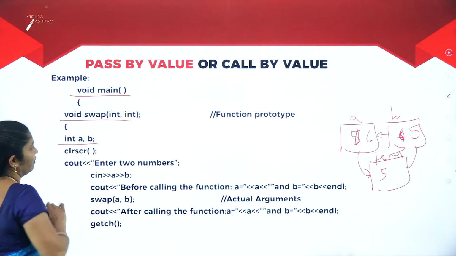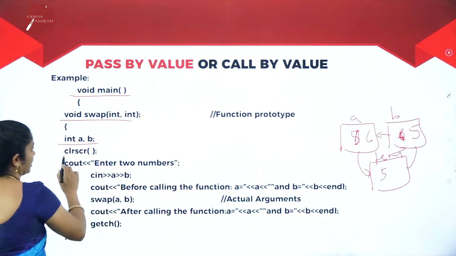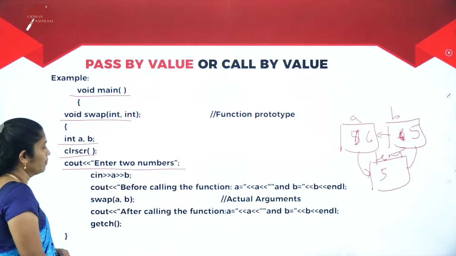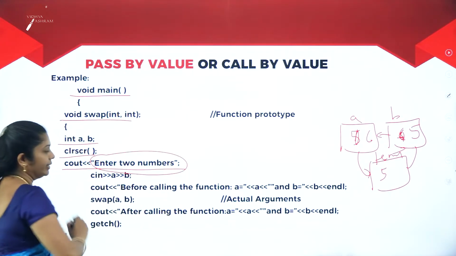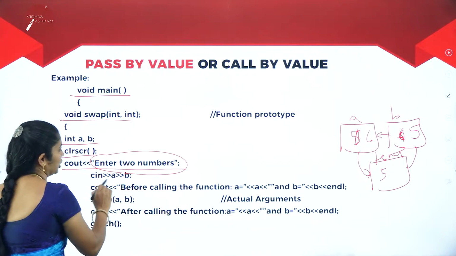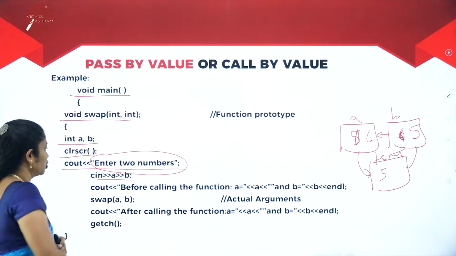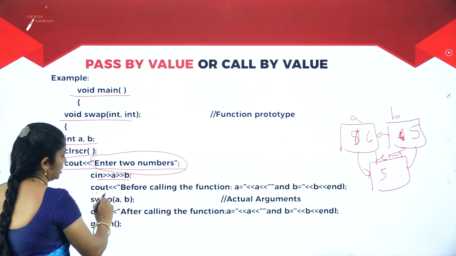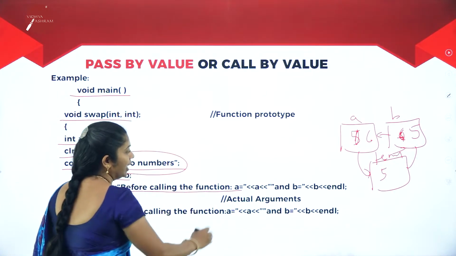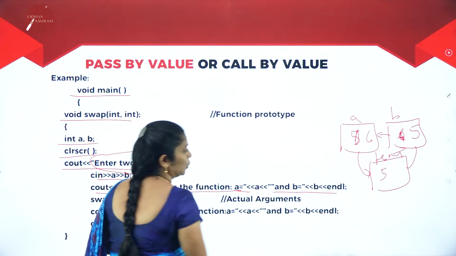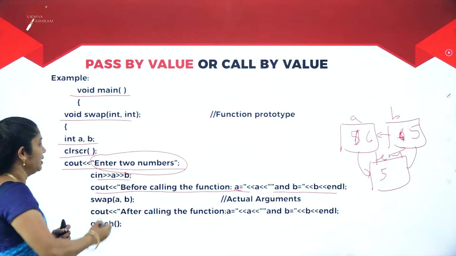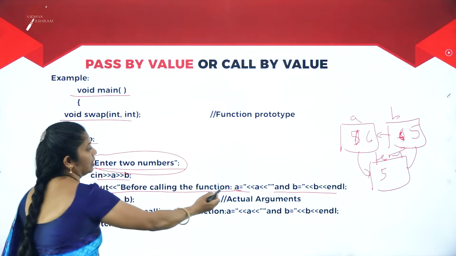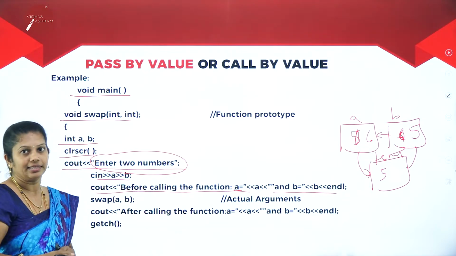Here we are declaring the variables int A and B, then clear screen. Then cout, enter two numbers. In the output screen, you will get enter two numbers, then we will input the two values. That is cin, extraction operator A, extraction operator B. Then cout, before calling the function, A value equals and B value equals will display. For example, in the output screen, we enter two numbers 2 and 3. Then A will take 2 and B will take 3.